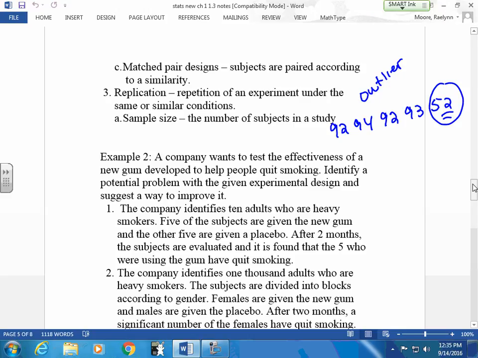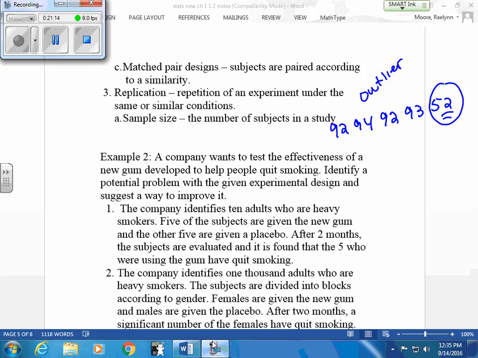Tomorrow we'll continue and we'll do some of these examples. But this is where we're headed for this little part: gathering our data, and how are we going to gather this data?